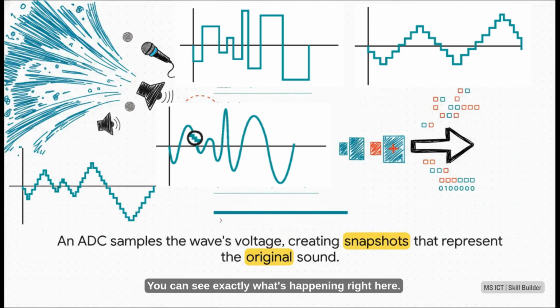You can see exactly what's happening right here. That smooth blue line is our original perfect analog sound. And those vertical red lines, those are the samples. That's the ADC taking a snapshot of the wave's height at that exact moment in time. It's turning that continuous flow into a series of separate, countable numbers.